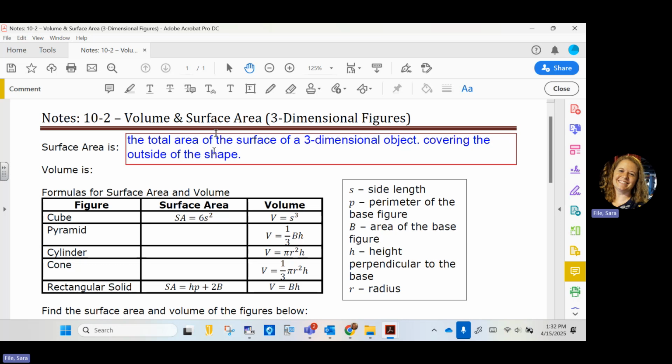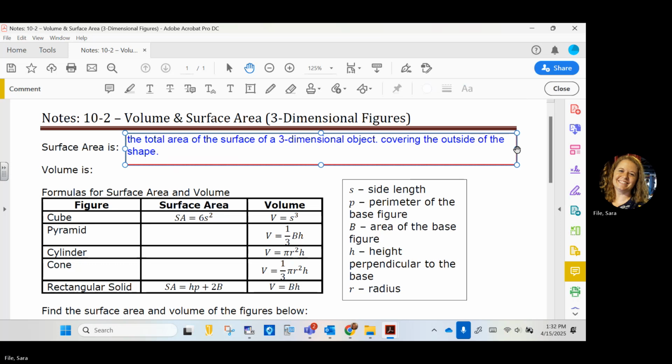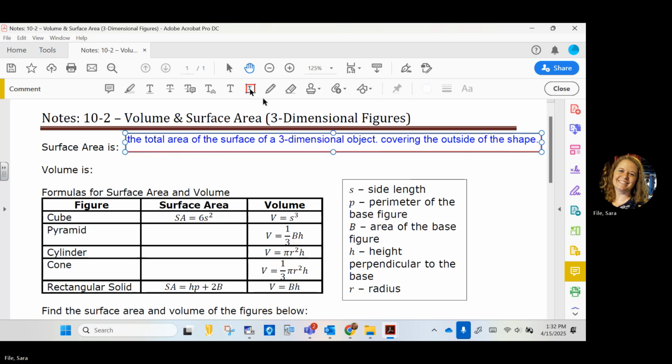So again, that's like painting or covering, like wrapping a present, the outside of the figure. Make that a little bit smaller so we can fit in the volume definition underneath. All right. Now volume, the volume is going to need to be bigger than that.